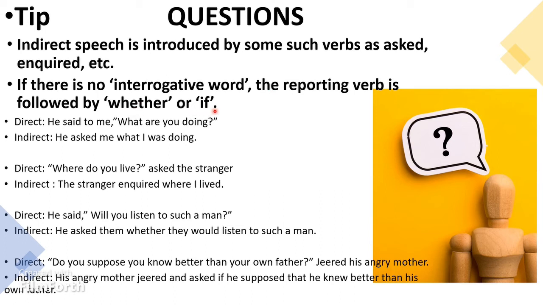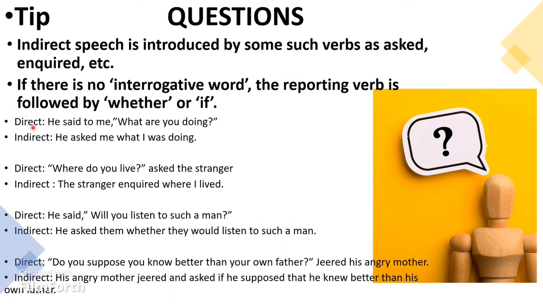You see whether the direct statement is a question. If it's a question and if it has interrogative word like what, where, when, which, why, and how, then your reporting verb or the indirect statement should have asked or inquired. But if it does not have any interrogative word, then the reporting verb or the indirect speech should have the words whether or if. In case doubt is there, please do ask me. I'll definitely clear it to you.